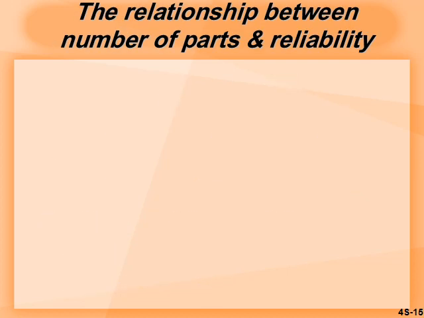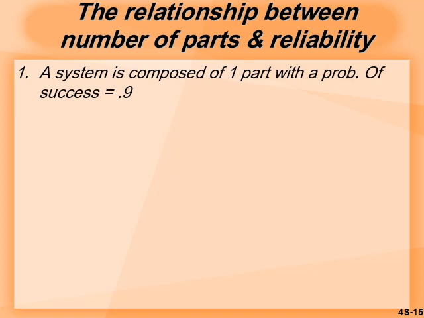As a general rule, how can we conclude the relationship? What if the number of parts or components of a specific system is increasing? What happens to the reliability of the whole system? Let us have this example. Having a system that's composed of one part, its reliability or probability of success is 0.9. This means that the R of the whole system equals 0.9.